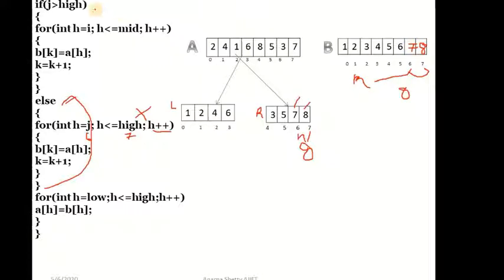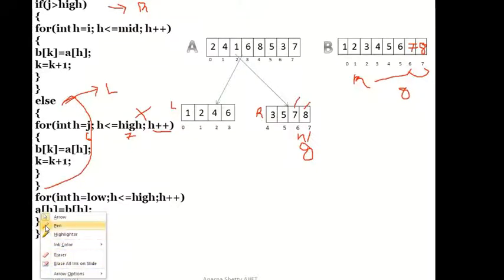So if j is greater than high, in this case it means that the R array has finished putting all its elements to B, right? The else part, when you go there, means the L array has finished putting all the elements to B. And in our example, this was true.